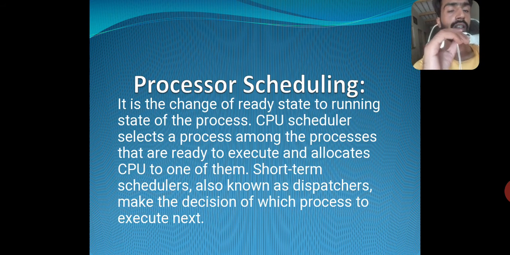Processor scheduling. It is a change of ready state to running state of the process. The CPU scheduler selects a process among the processes that are ready to execute and allocates the CPU to one of them. The short-term scheduler, also known as dispatcher, makes the decision of which process to execute next.